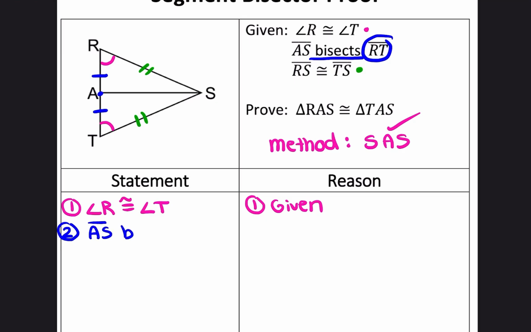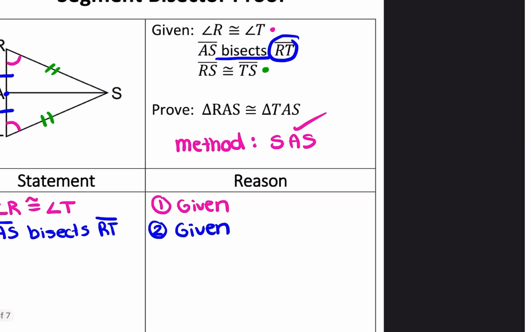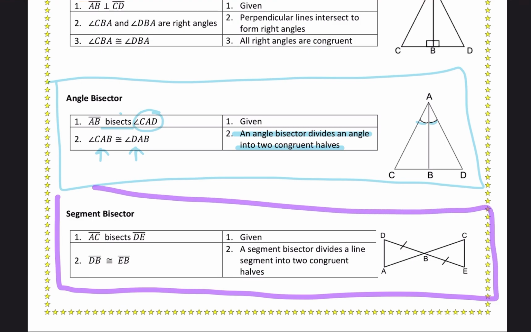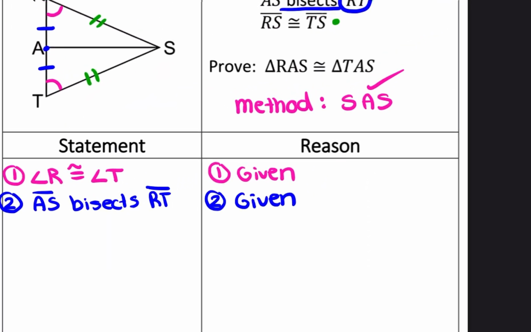Next, step 2. AS bisects RT. That is also given. That is not a one and done given. That is not telling me that an angle is congruent to an angle or a side is congruent to a side. So I need more information. AS is bisecting RT. Again, if you are unsure, go to your special steps and proofs. Take a look down here where it's talking about a segment bisector, and it'll go through all the language again. You need to show the 2 sides that are congruent, and you need to talk about a segment bisector dividing it into 2 congruent halves. So we're just replacing letters here, right?